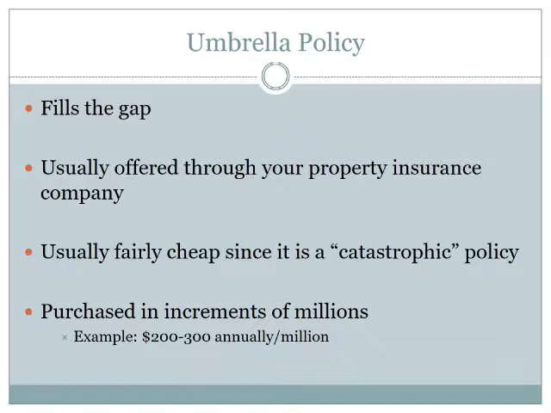It's usually offered through your property insurance company. However, they won't approve you for it in most situations unless you're maxed out on your liability policy. What's nice though is that it is fairly cheap since it is seen as a catastrophic policy. The insurance company is unlikely to pay out, and so they don't charge much for it. It's purchased in increments of millions. So for example, $200 to $300 annually per million is a pretty typical example. So I would recommend that you get a quote and see what your company offers.